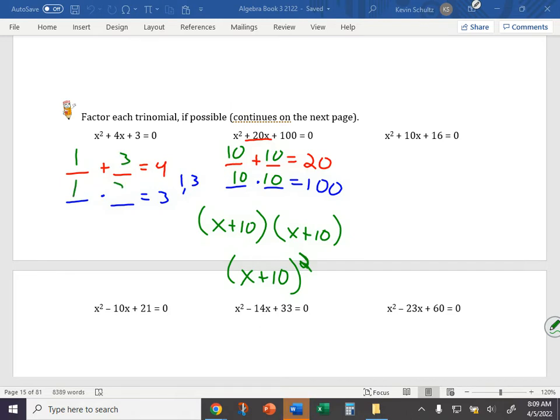1 plus 3 is 4. 1 times 3 is 3. So x plus 1, x plus 3. Okay?